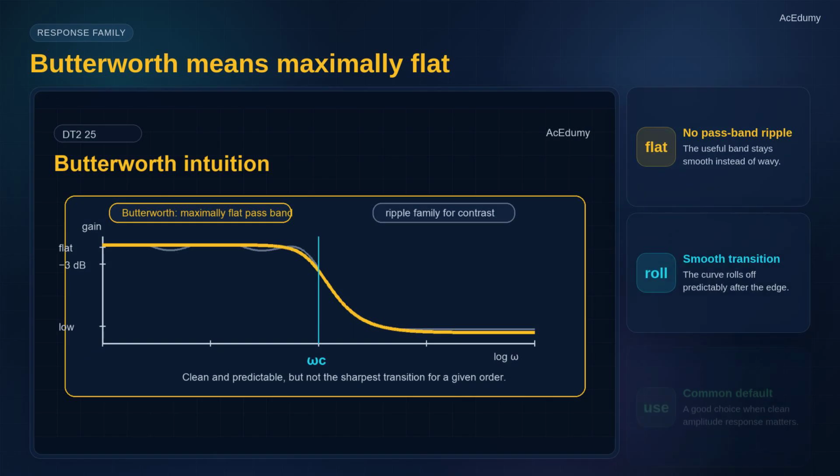Now add one design word, Butterworth. A Butterworth response is chosen for a maximally flat passband. That means no ripple in the passband and a smooth roll-off after the edge. It is not the sharpest possible transition, but it is clean, predictable, and very common.